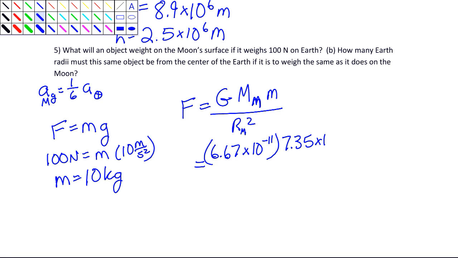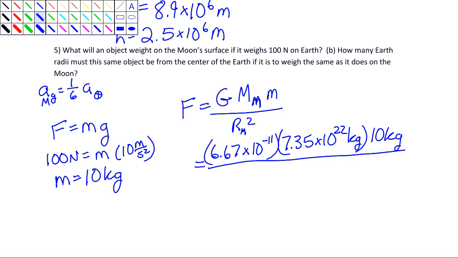7.35 times 10 to the 22 kilograms times the mass of my object, which is 10 kilograms. So I'm just calculating what the force is between this object and the moon. The radius of the moon is 1.7 times 10 to the 6 meters. I want to square that value, and it gives me the weight, which is 17 newtons.